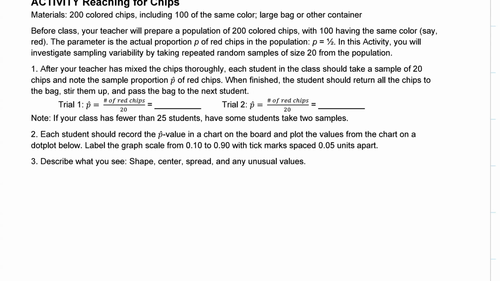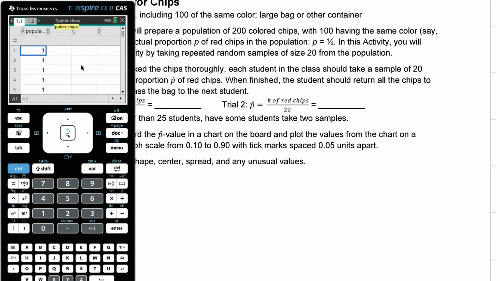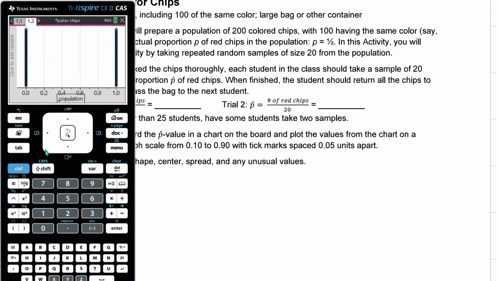Now, again, because I can't do this with you in a recorded lecture, I'm going to pretend that we are doing it. I have in my calculator here a list, and this list has 100 ones, which represent the 100 red chips, and it has 100 zeros representing some other color. Let's call it green, right? And we can look at the distribution of that population. 100 of these little dots are lined up at 0, and 100 of these little dots are lined up at 1 to represent all those red chips.